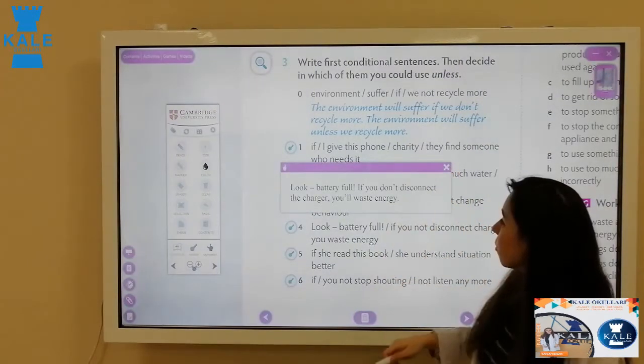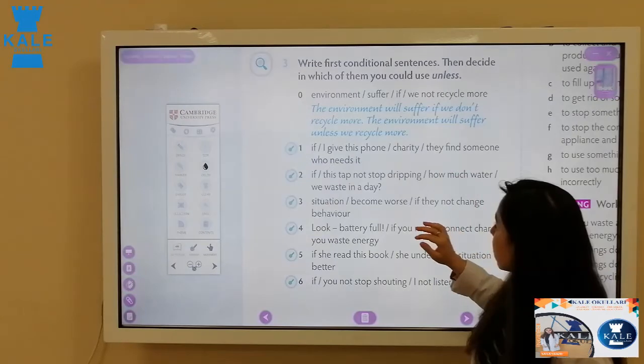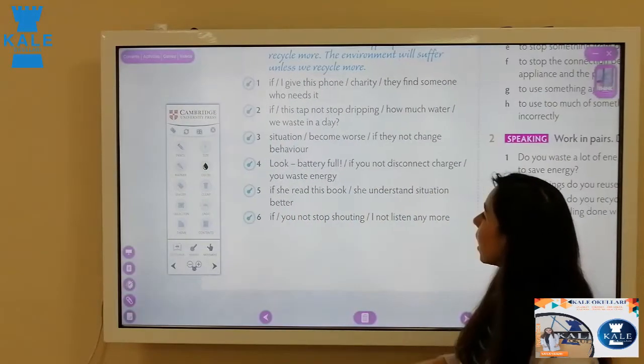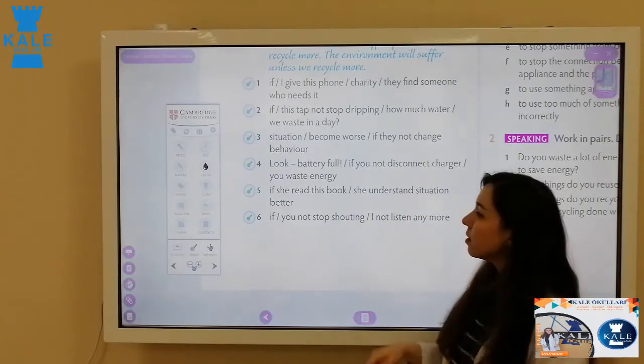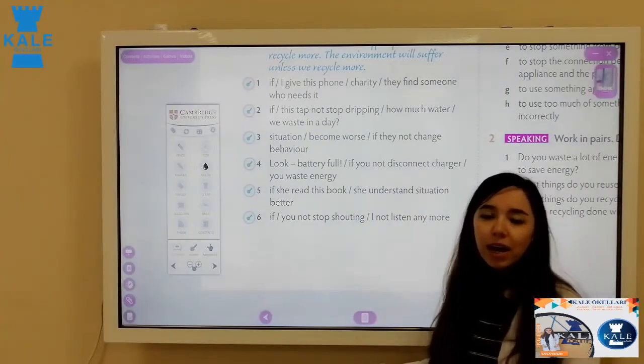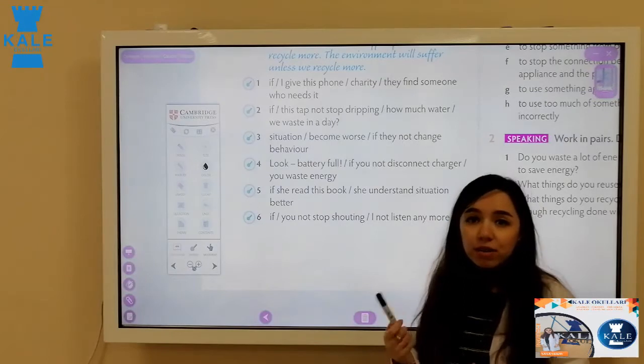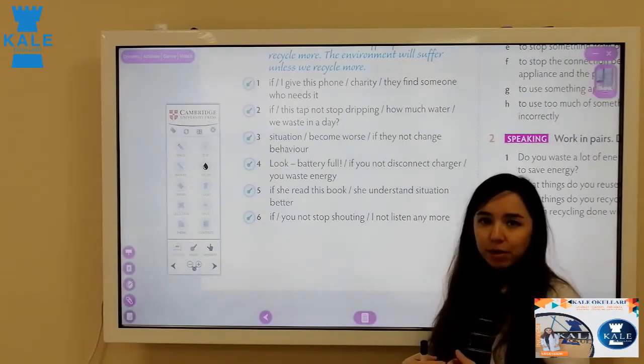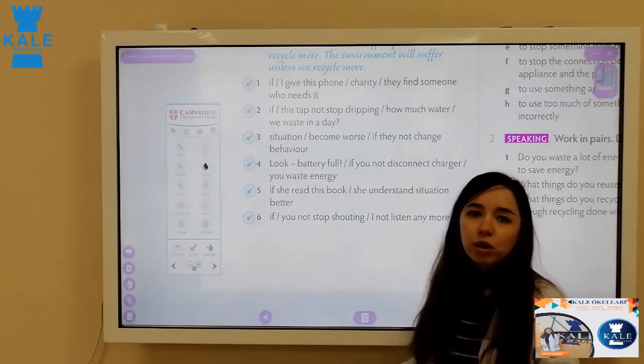And number 5. Okay. Number 5, look at here. If she read this book, she understands the situation better. Everybody understands that this is a reasonable thing, yes? First, you have to read something to understand what happened, yes? If you don't read it, you are not going to understand.